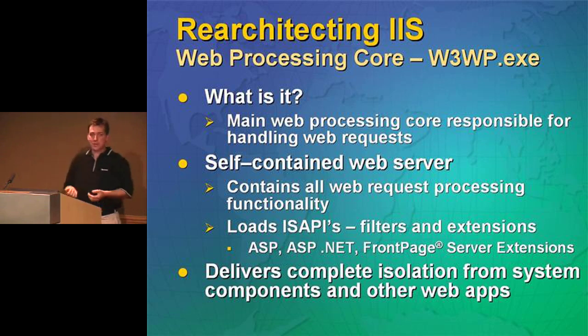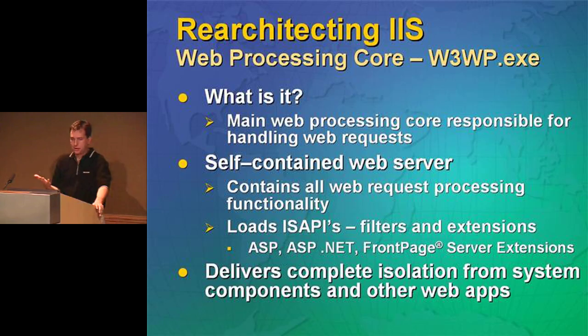So these are the main web processing core responsible for handling web requests, and they're basically just Win32 processes. You want to think of them as a self-contained web server. So when you've set up a website and it's processing a request in w3wp, it's completely isolated from other components such as WAS. It's maintaining a connection directly through the HTTP API to receive the request, and then it'll generate the response and send it back directly to the driver.